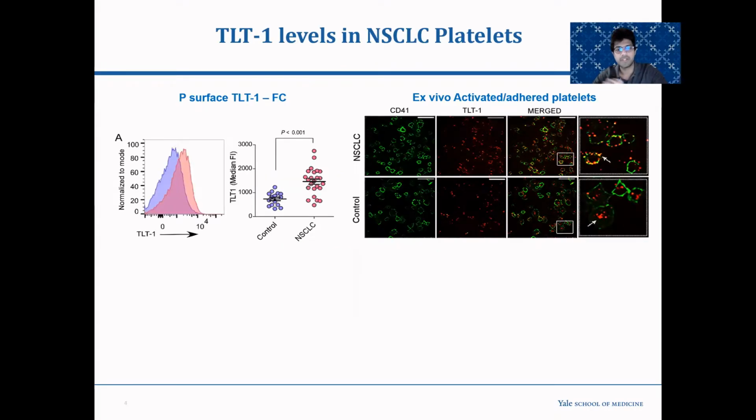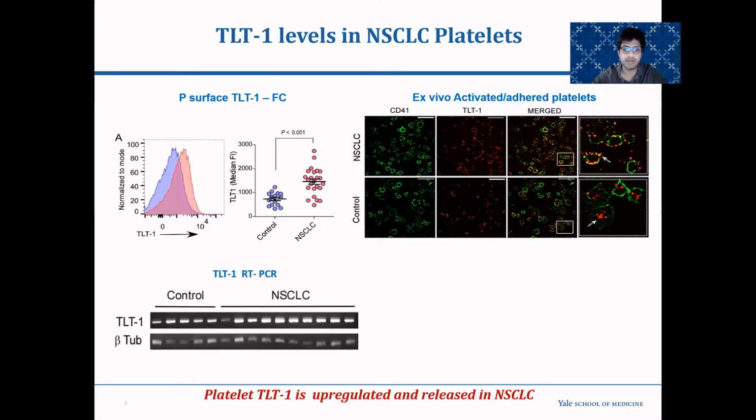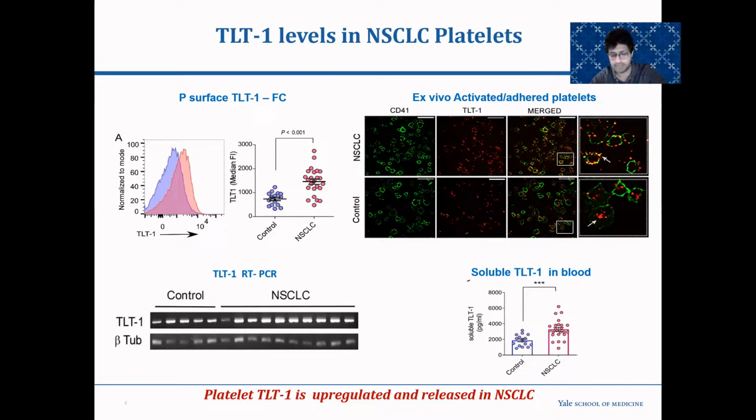We looked at freshly isolated platelets from non-small cell lung cancer patients and found significantly increased levels of platelet TLT-1 on the surface, at the mRNA level, and soluble TLT-1 levels in blood. All were significantly higher. Now, the next big question was whether this is because of the tumor or because of some other secondary factor in these patients.